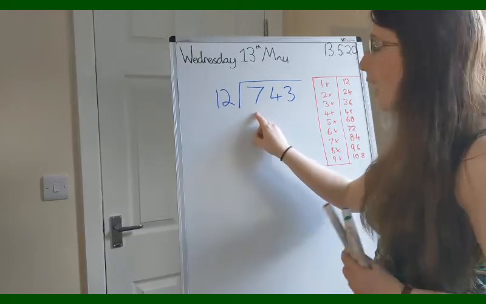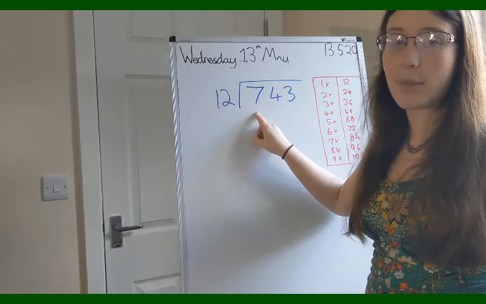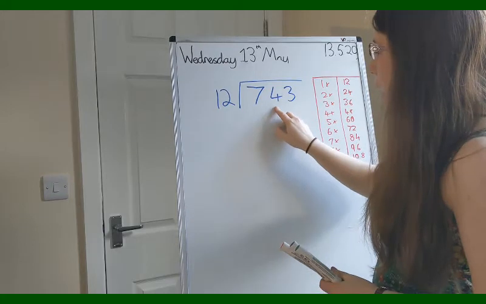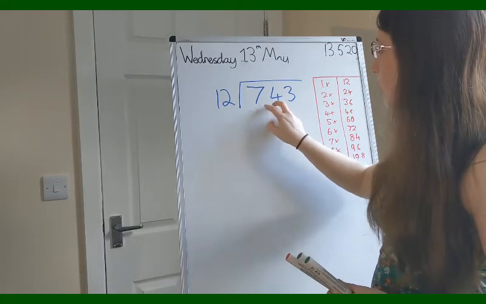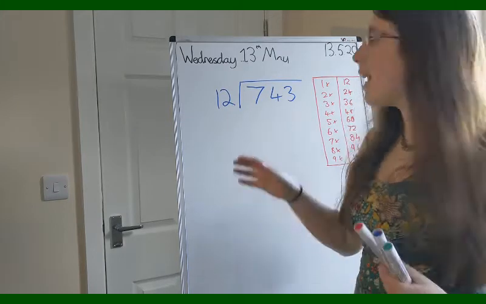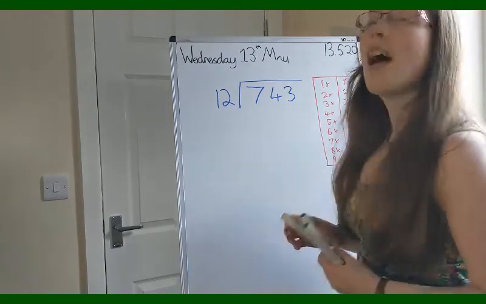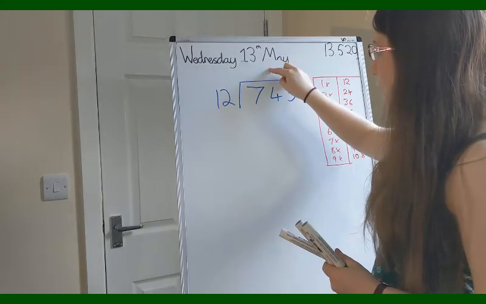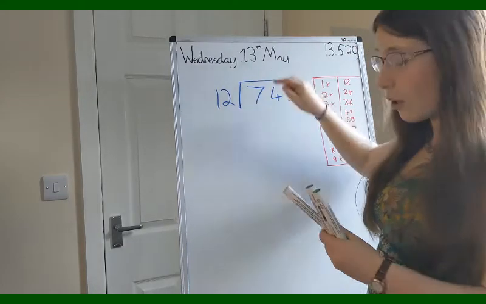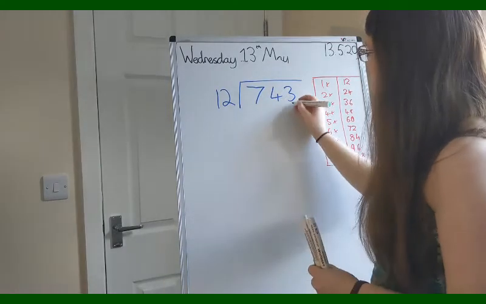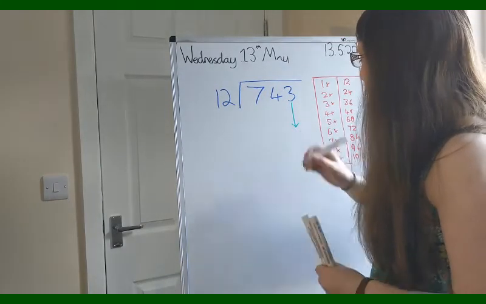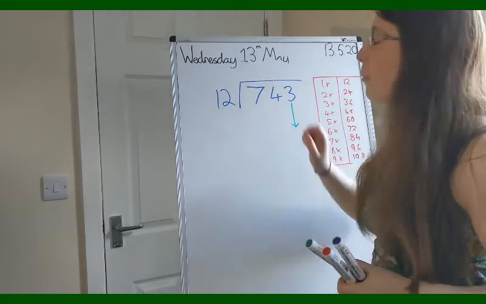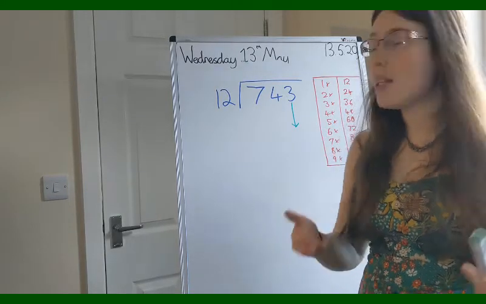Can I subtract any groups of 12 from 700s? I can't. So what I'm going to do is an exchange, and I'm going to look at these two columns together and see how many groups of 12 I can make out of 74 tens. So my answer for my first subtraction is going to go in my tens column. I'm not doing anything with my ones at the moment, so I'm going to carry my ones down.